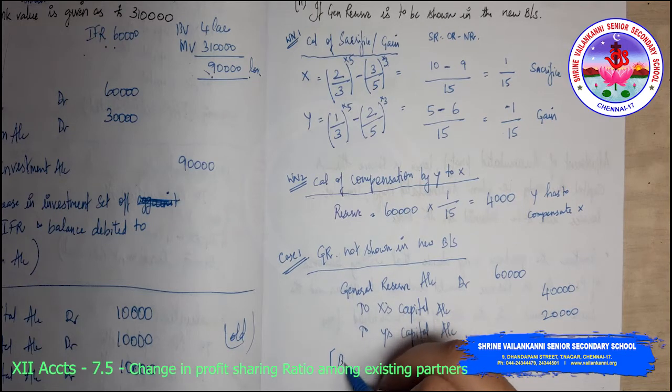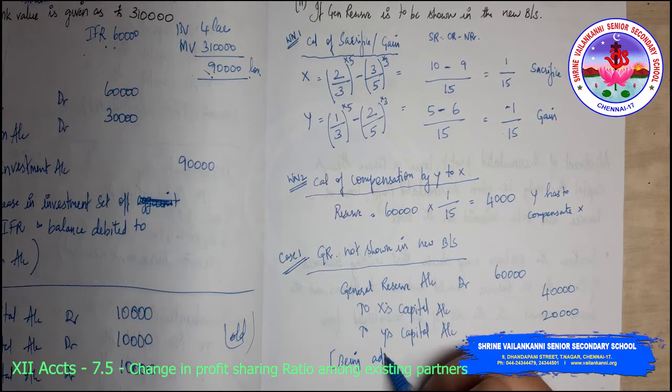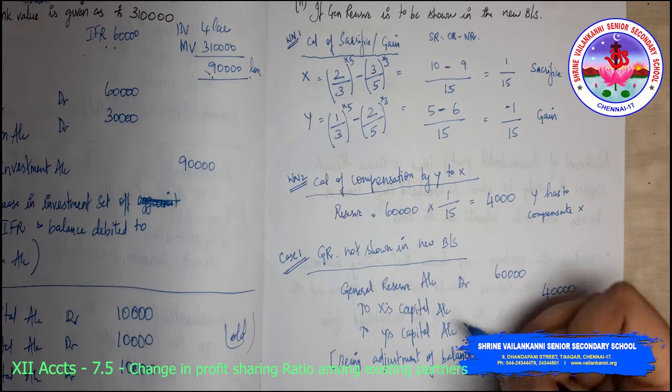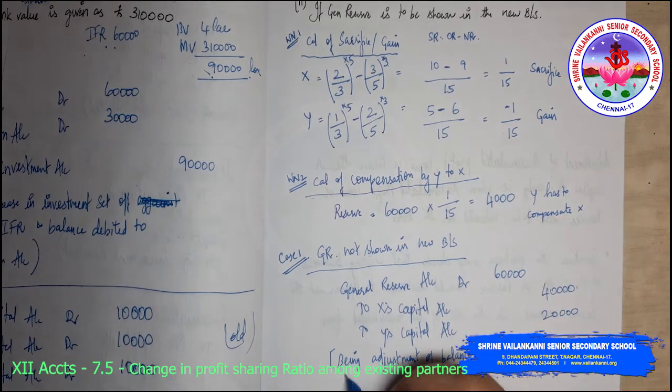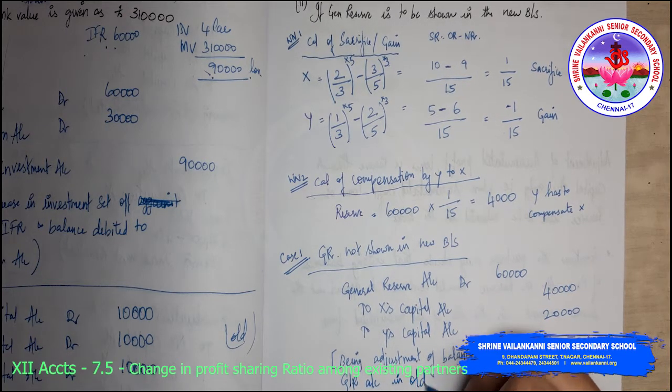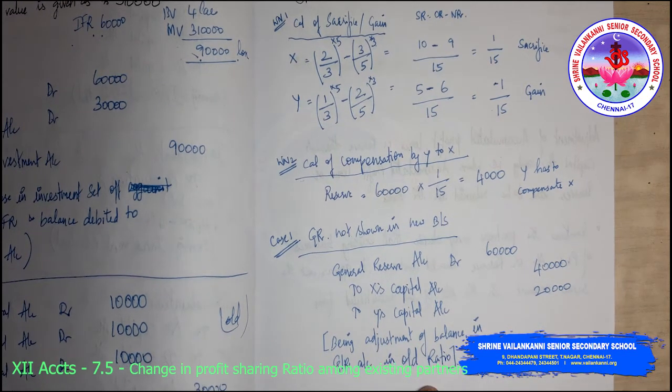So being adjustment of balance in general reserve account in old ratio. Okay, so this is the entry.